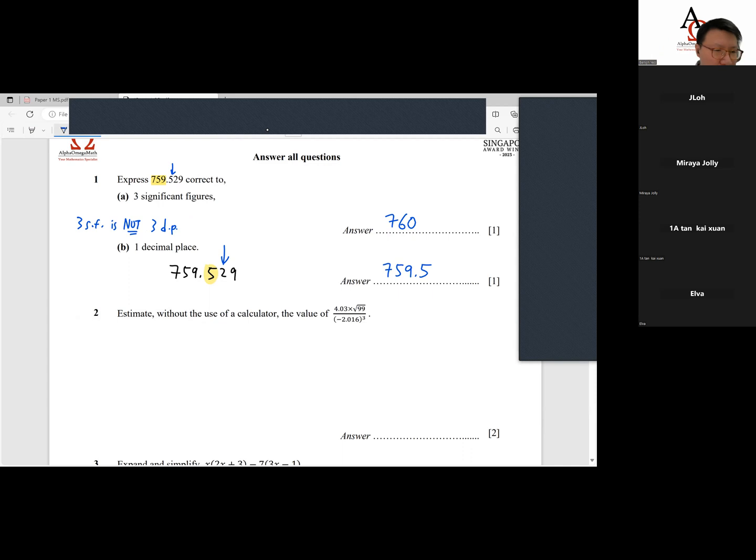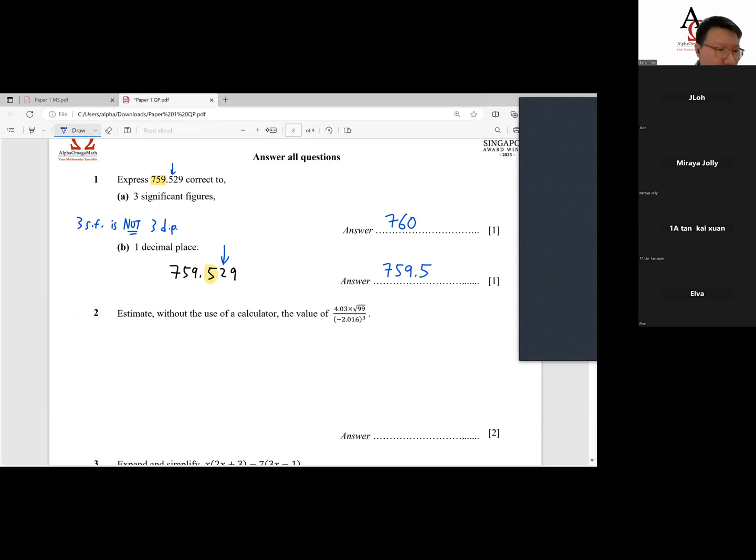Even as I go through with you, feel free to self-mark and also write down the important points. After every page, I will pause for a while to allow you to copy down the important points.